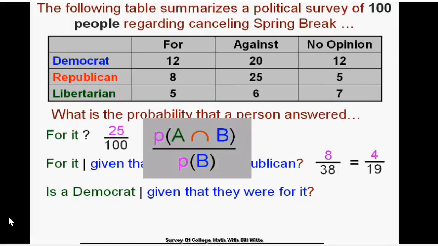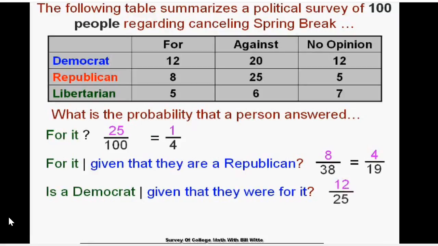Now, how many people are just, what's the probability of B, in other words, are just for it? Well, let's look in the for column. And we have 12 plus 8 is 20, plus 5 more is 25. So the denominator will be 25. So we get 12 out of 25. That wasn't so bad, as long as you know the formula.